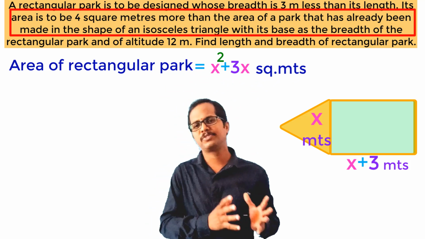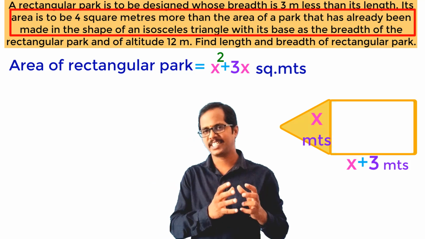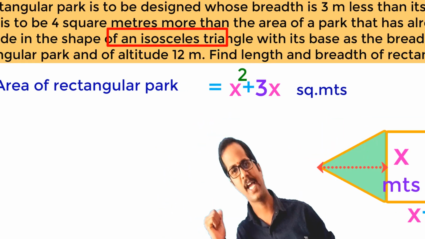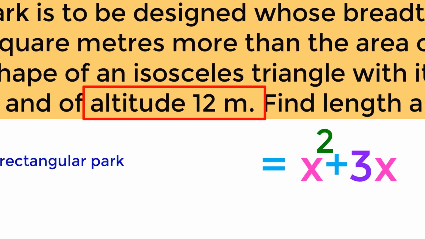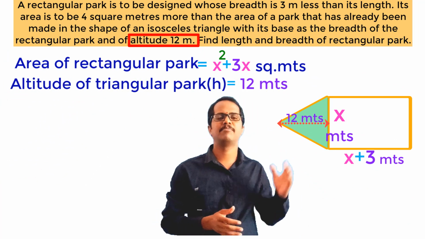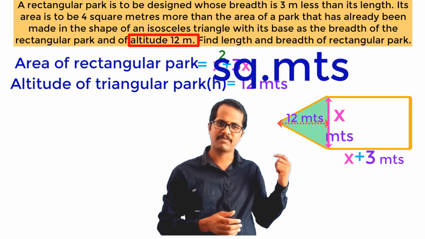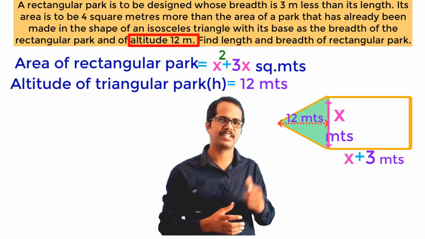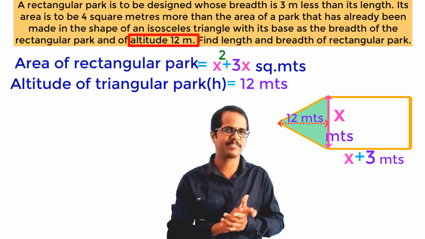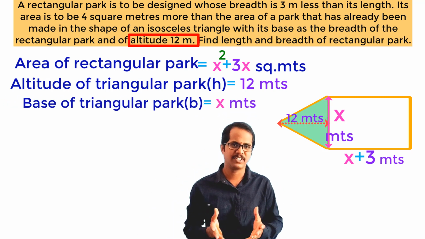Now let us come to the triangular park. Here we have the isosceles triangular park and its height is given. If we see the problem, the height, the altitude, is given as 12 meters. So we have the height of the triangular park, and also it is given that the base of the triangular park is nothing but the width of the rectangular park. Here the width of the rectangular park is equal to the base of the triangular park. Already we assumed the width of the rectangular park as x meters. So hence the base of the isosceles triangle is also x meters.